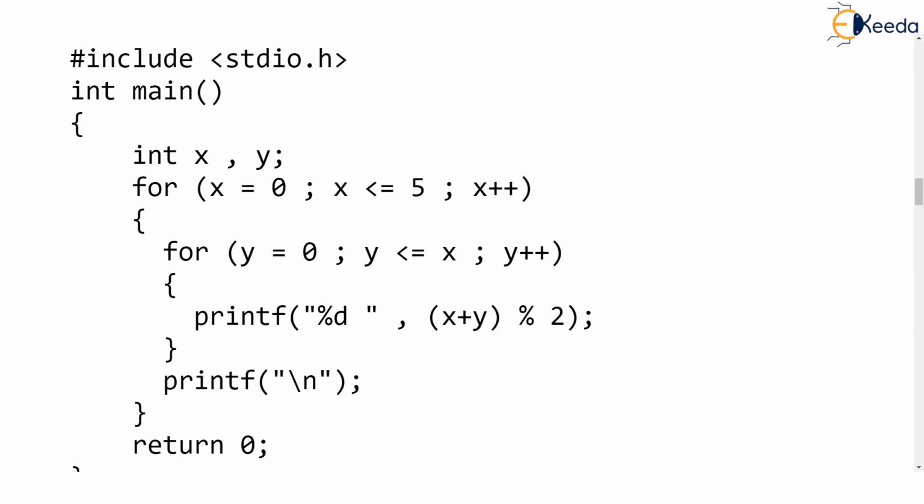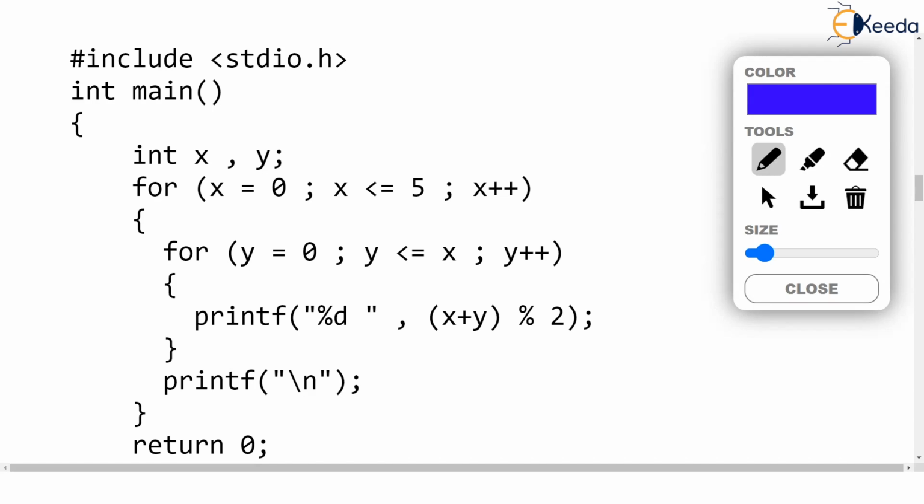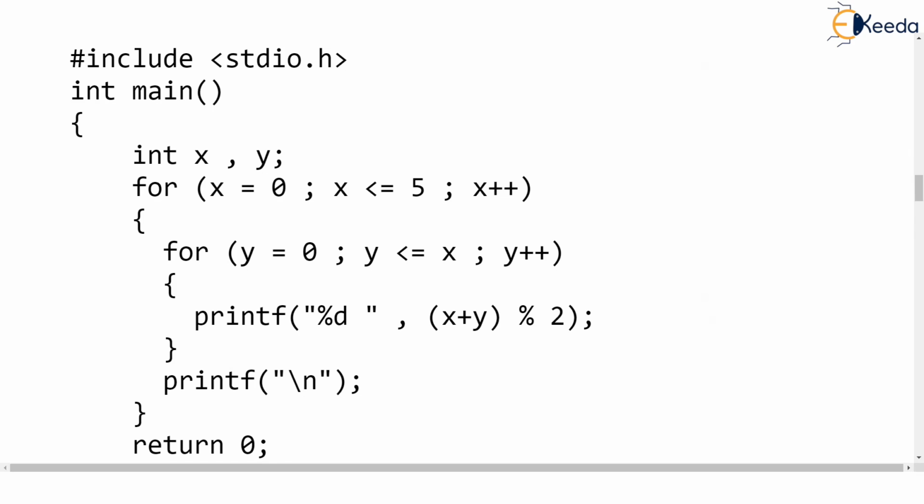Now, here is the first question in which a nested for loop is given. Just check that. There is a for, and inside the body of this for, there is another for. And the question asked is: what will be the output? Now, this nested for can be conveniently read as follows.